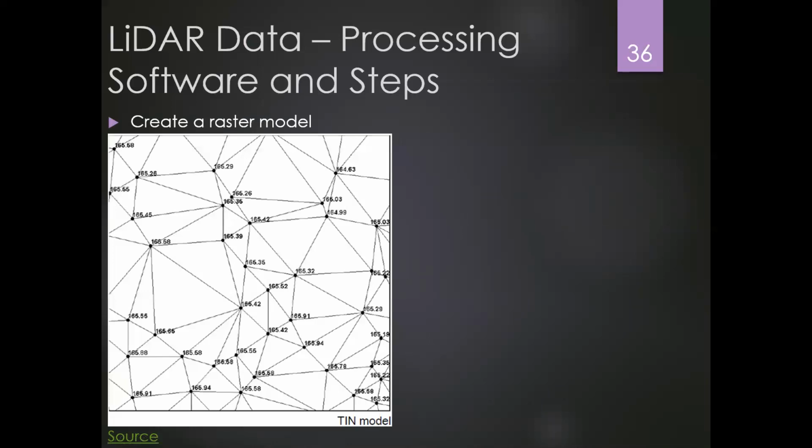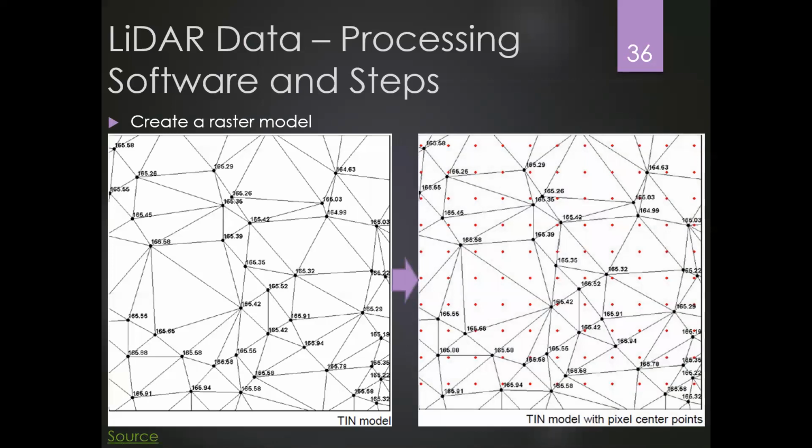So here is the TIN network, right? All those points, they are irregularly distributed within the space. Here, we want to transform it to this raster data model. Can you see those red dots? Each one represents a center of a pixel. And those red dots, they're evenly distributed, evenly spaced within the space.